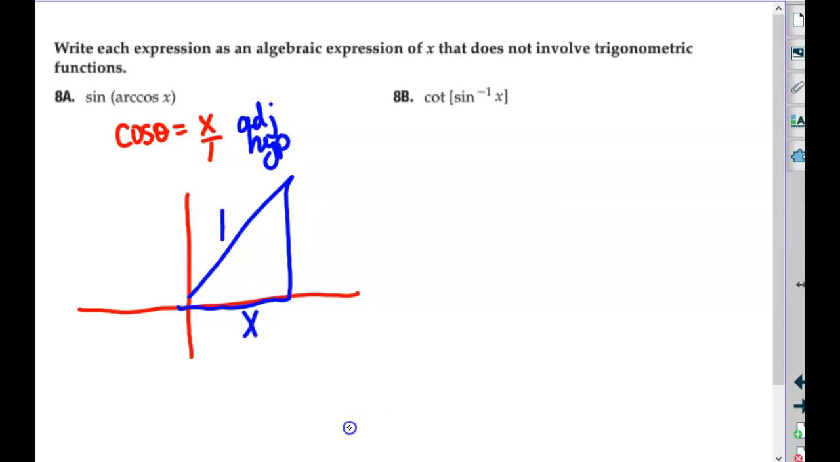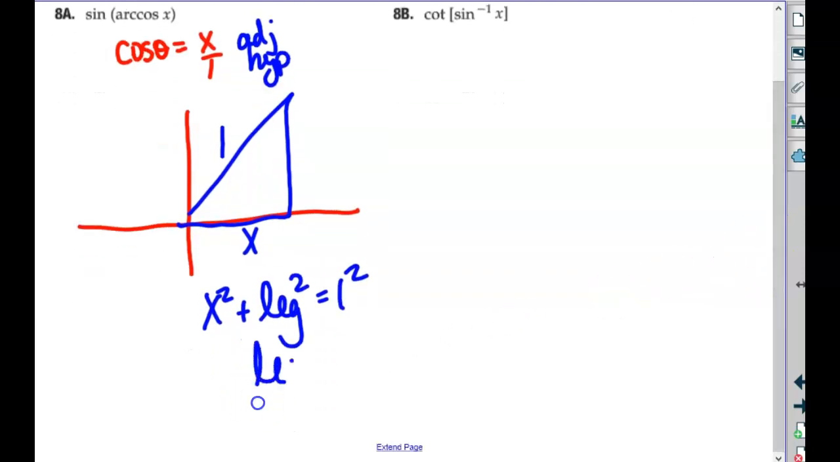Okay. Now how do I write an expression for this leg over here? Cosine. No, I need an expression in terms of x and 1 to write on that leg right there. 1 minus x squared. Almost. Okay, so x squared plus the leg we're trying to find squared equals 1 squared, right? So we're going to subtract. And we're going to have to square root.